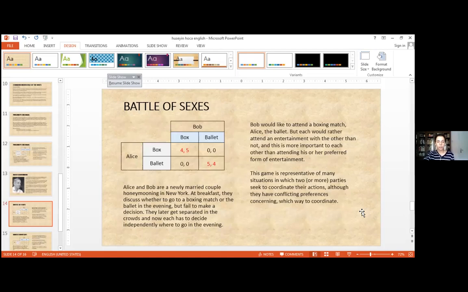Another example is Battle of the Sexes. The story goes like this. There's Alice and Bob. They are a newly married couple, and they're honeymooning in New York.